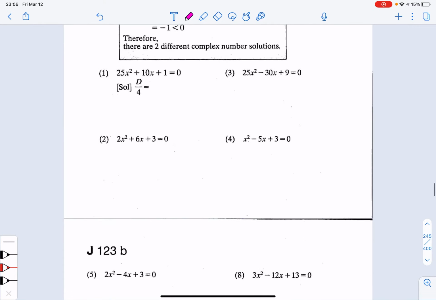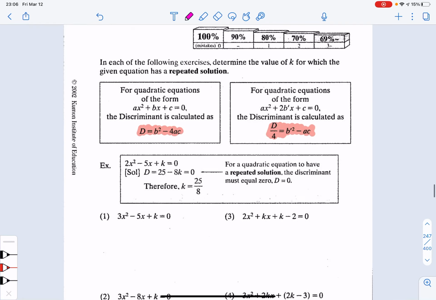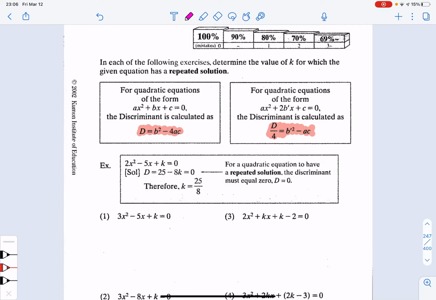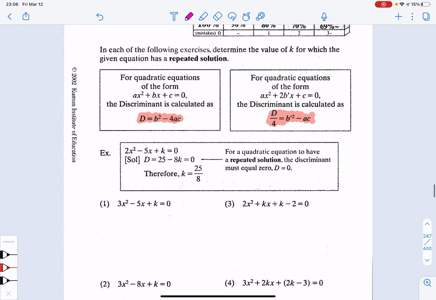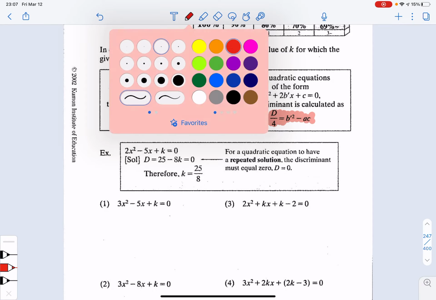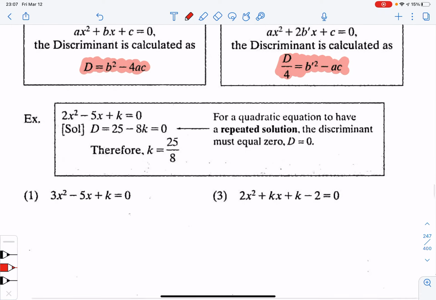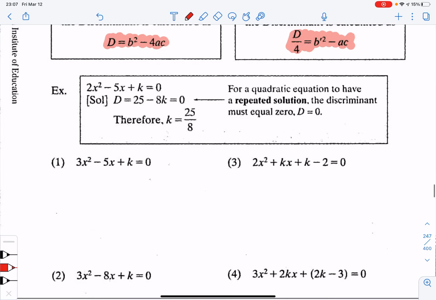The difference, however, between D and D over 4 is the fact that D over 4 is a simpler version of the discriminant D equal to b squared minus 4ac. And their differences are like this. So let me explain this briefly over here. How do we get D over 4 equal to b prime to the power of 2 minus ac? They're actually kind of similar.